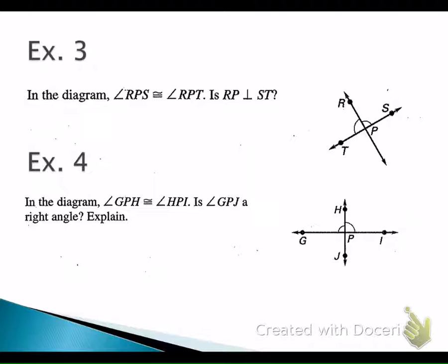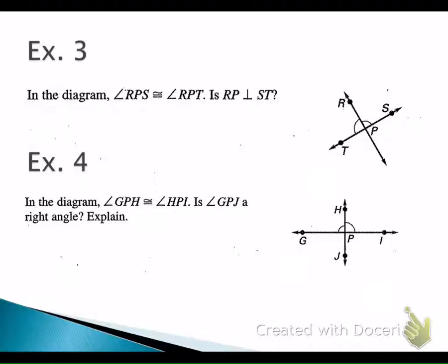Go ahead and draw the diagram. This one's usually kind of tricky for students. All right, so example 3 says, in the diagram, angle RPS is congruent to angle RPT. Are the lines perpendicular?